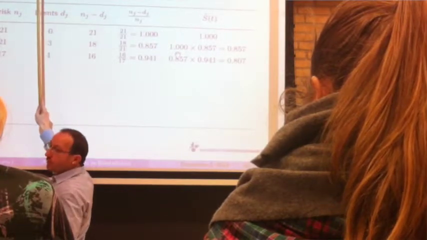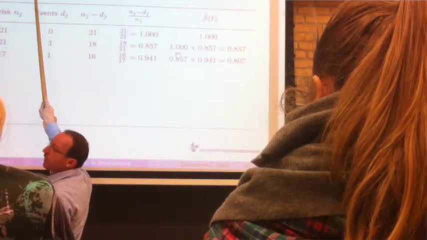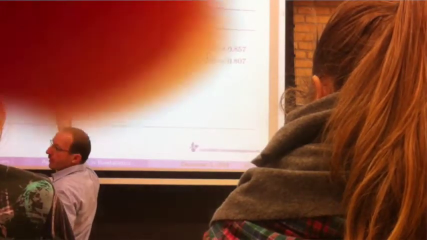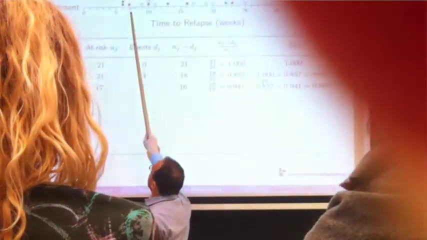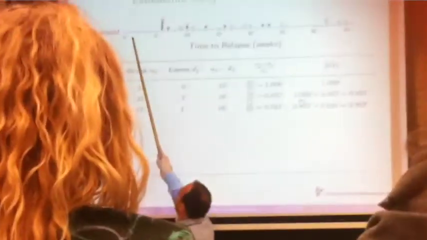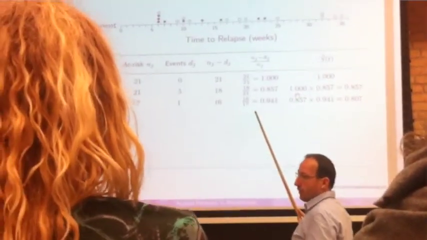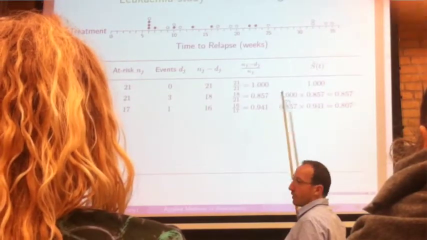So the conditional probability of being event-free within this time interval. So we only consider times where an event occurred. So this is a time point where an event occurred, and this is a time point. The conditional probability of being event-free within this time interval, given being event-free up to the beginning of this time interval, can be calculated by this expression, 16 over 17. So this is 0.941.